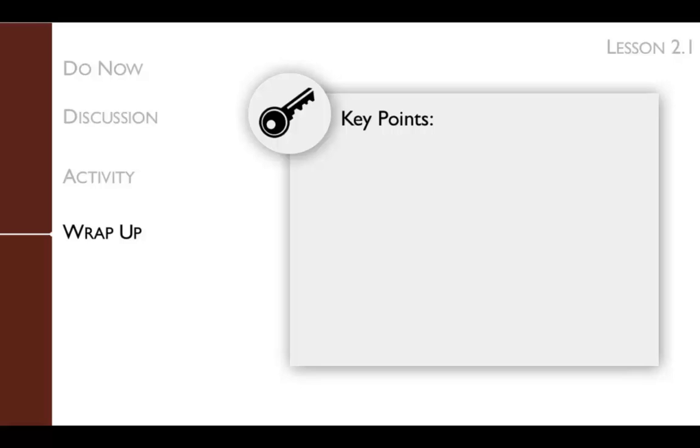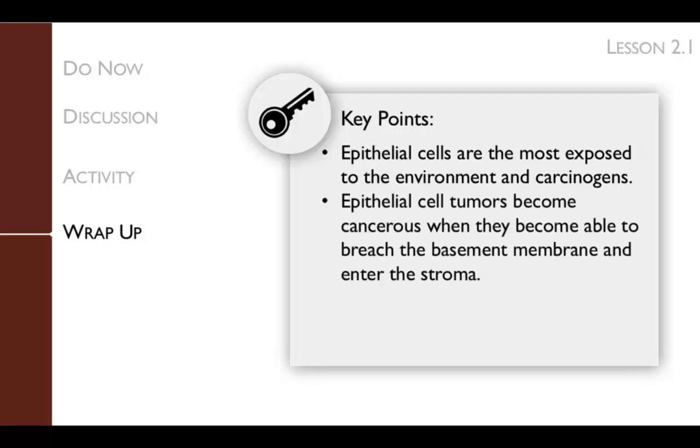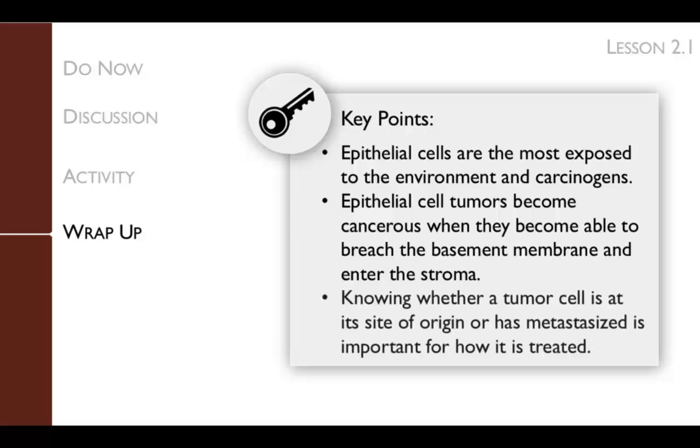The key points of the wrap-up are that epithelial cells are the most exposed to the environment and to carcinogens. Epithelial cell tumors become cancerous when they become able to breach the basement membrane and enter the stroma. And knowing whether a tumor cell is at its site of origin or has metastasized is important for how it is treated.